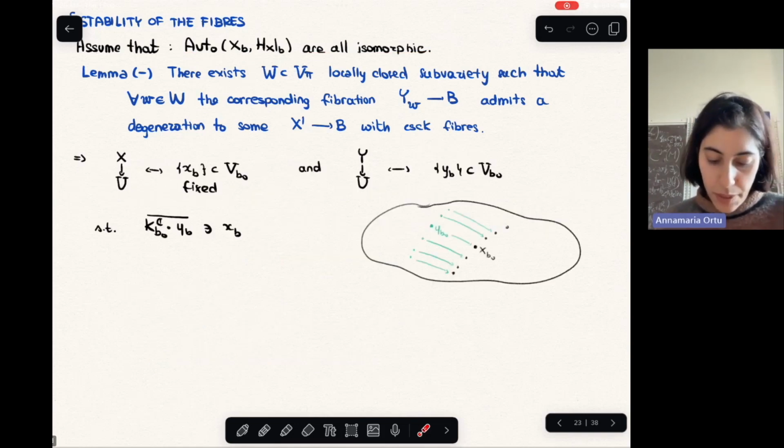That means that we have this picture here. Here we have our fibration X over B, where each fiber is represented by a point, and all these points are fixed points. And then we have our fibration Y over B, where each fiber degenerates to a constant scalar curvature one. So each fiber degenerates to a fixed point. So we have this sort of stratum of points that degenerate to a fixed point, which have a fixed point in the closure of their orbit.